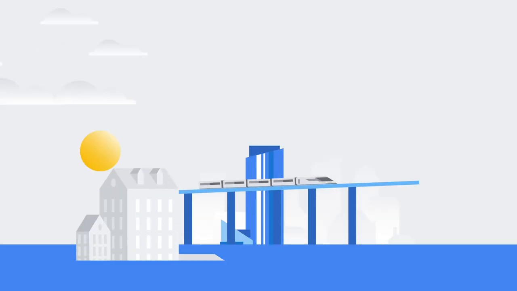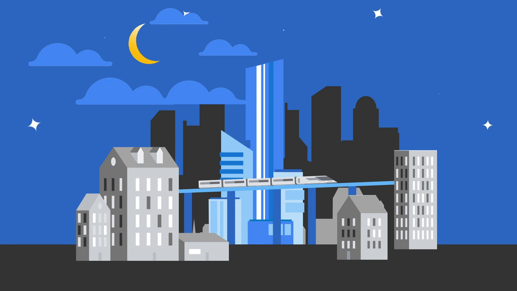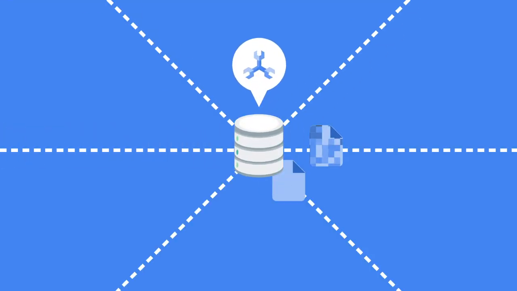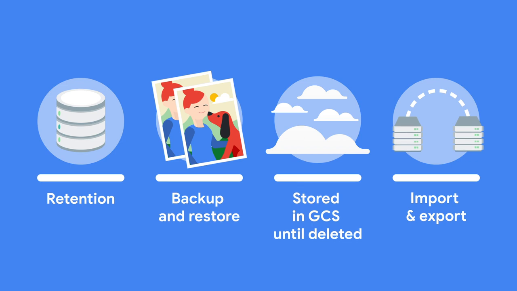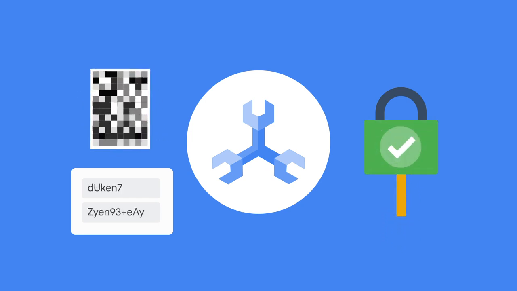You get a 99.999% availability SLA through Spanner's automatic replicas, no planned downtime, and online schema changes. With managed backup and restore, don't worry about data corruption. Based on restore speed requirements and data retention, you can also import and export data. And data is encrypted at rest and in transit, providing you full security.